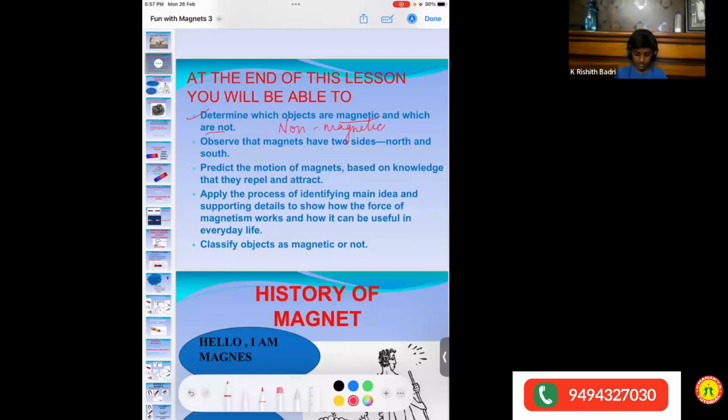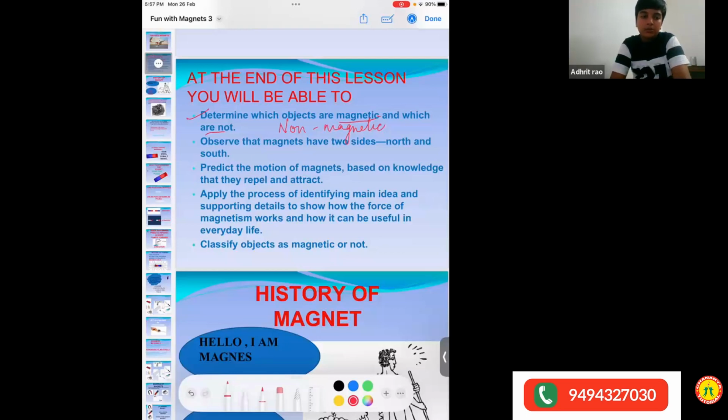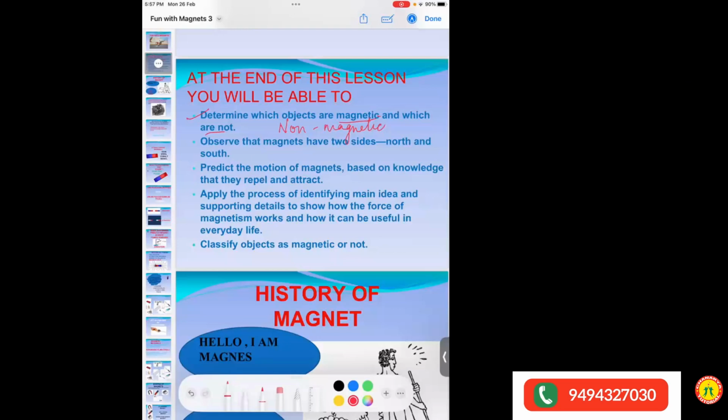Right? If I give you any kind of plastic, is it magnetic or non-magnetic? Non-magnetic. Adrit, what about iron? Is it magnetic or non-magnetic? Ma'am, sometimes magnetic and sometimes non-magnetic. Iron, nickel, cobalt, all these have the magnetic property, depending on the kind of magnetism we are using them for.